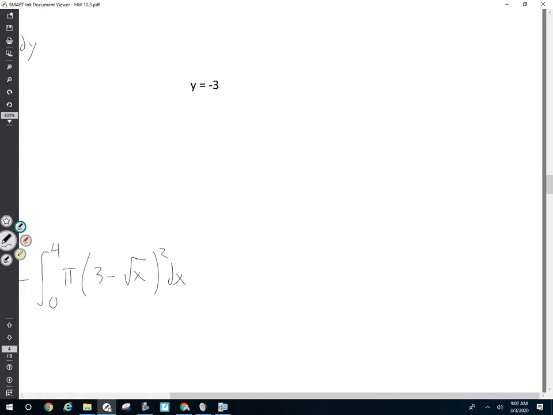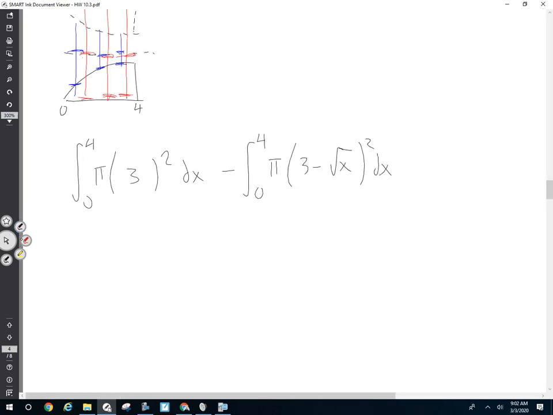If I revolve this around negative 3, let's just write out the other option. Factored out the pi, factored out the dx. In parentheses, we'll have an r squared minus an r squared. Just went ahead and squared 3.